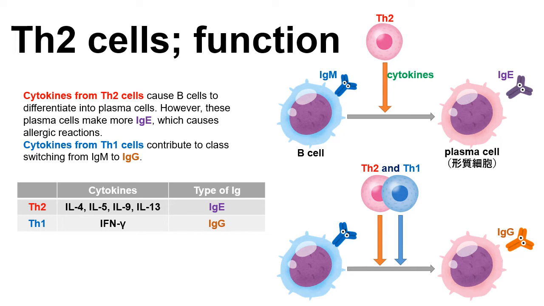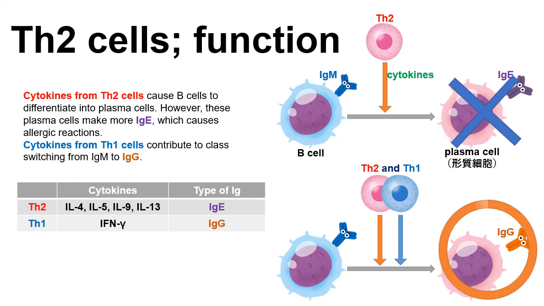These can induce IgM-bearing B cells to differentiate into plasma cells and proliferate them. However, this class switching by Th2 cytokines biases the plasma cells toward producing IgE, an antibody that causes type 1 allergic reactions. It is desirable to have the plasma cells produce IgG rather than IgE, so this is where Th1 cells are useful. Th1 cells produce IFN gamma, a cytokine that activates the IgM to IgG class switching.